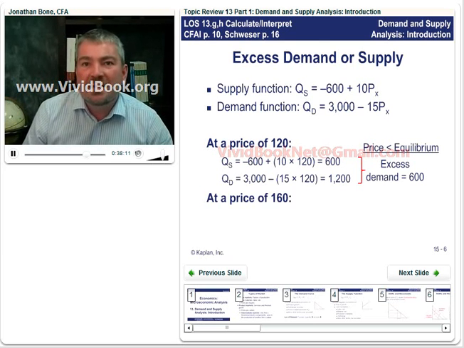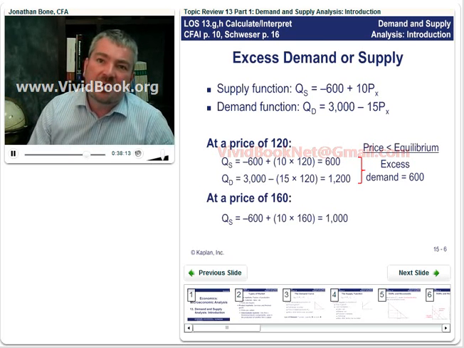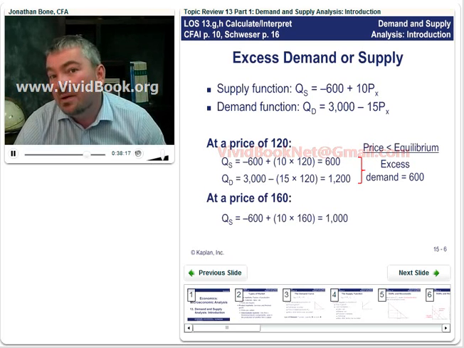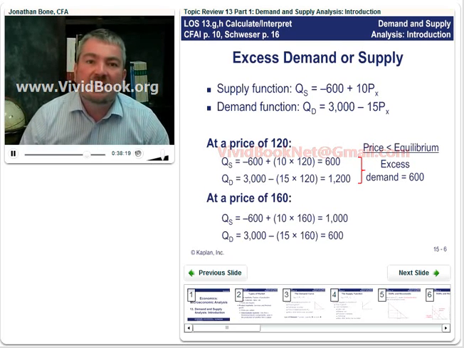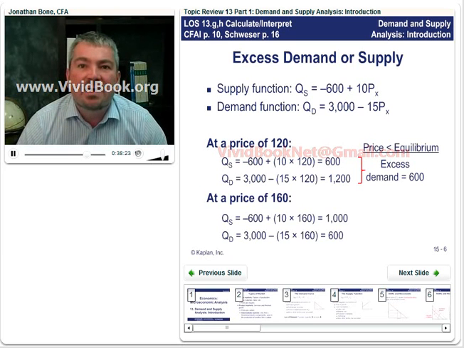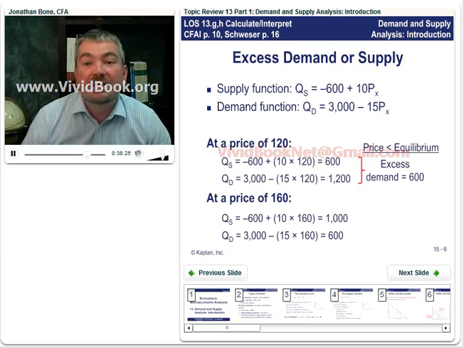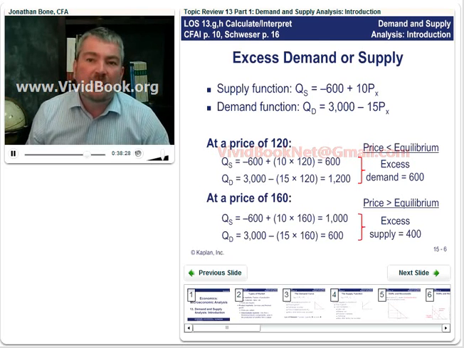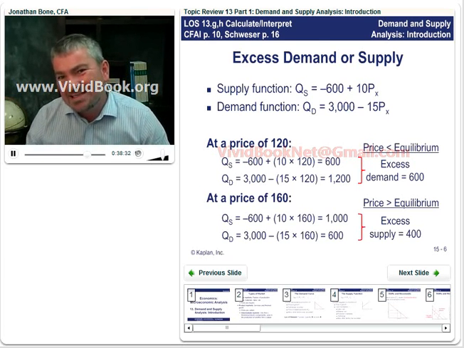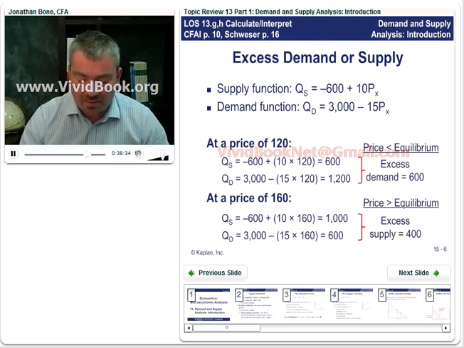Let's plug the numbers in. So minus 600 plus 10 times 160, quantity supplied 1,000. Let's plug it into our demand formula. 3,000 minus 15 times 160, quantity demanded 600. So notice supply exceeds demand by 400 units, and of course that should force prices down back towards the equilibrium level.